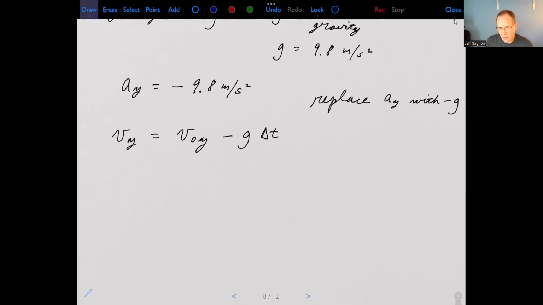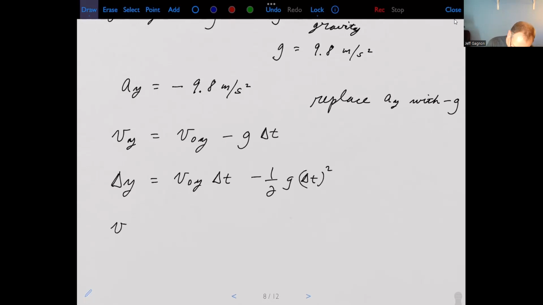And remember, g is 9.8, right? So really, we're just replacing a_y with negative 9.8, which is why we write minus g. So the second equation, delta y, the displacement in the y direction, is going to be v naught y delta t minus 1/2 g delta t squared. And then finally, the last equation would be v_y squared equals v initial y squared minus 2g delta y.